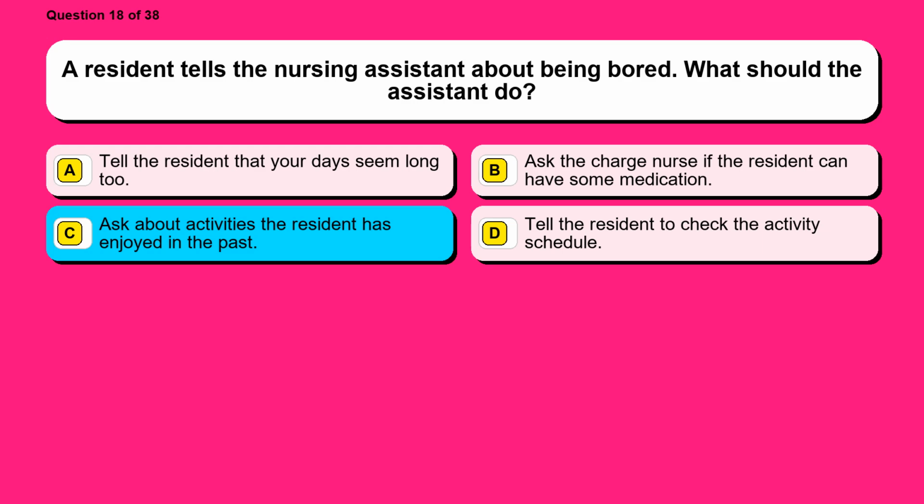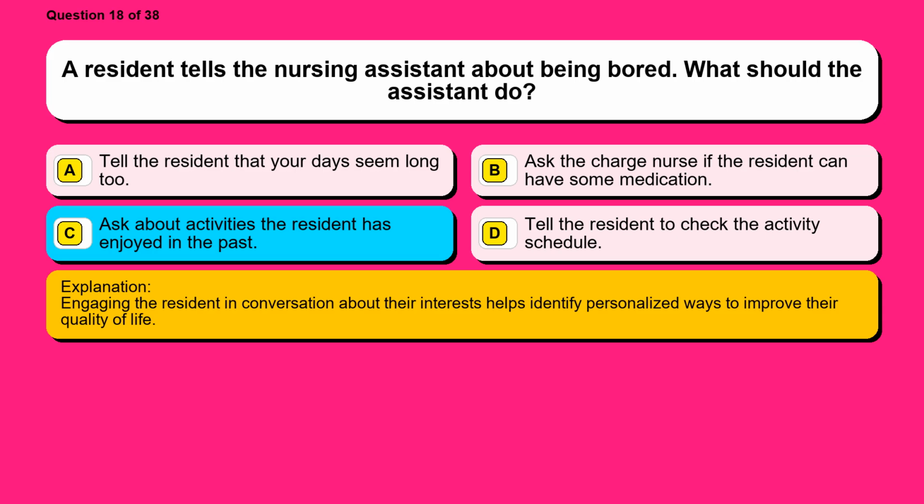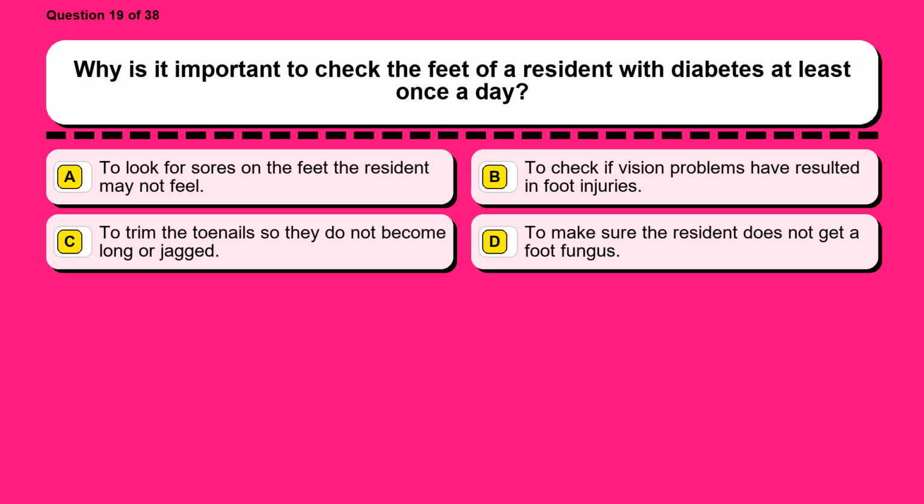The correct answer is option C, ask about activities the resident has enjoyed in the past. Engaging the resident in conversation about their interests helps identify personalized ways to improve their quality of life. Question 19. Why is it important to check the feet of a resident with diabetes at least once a day?